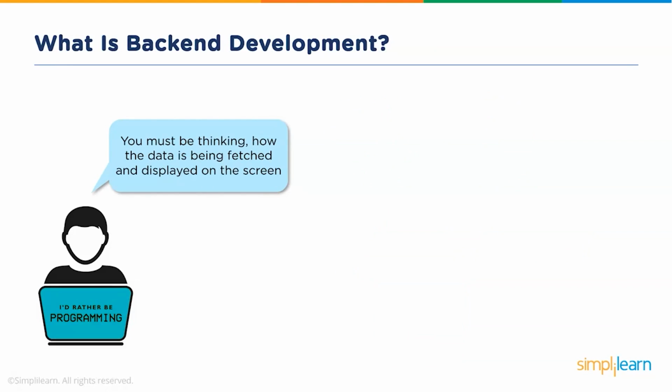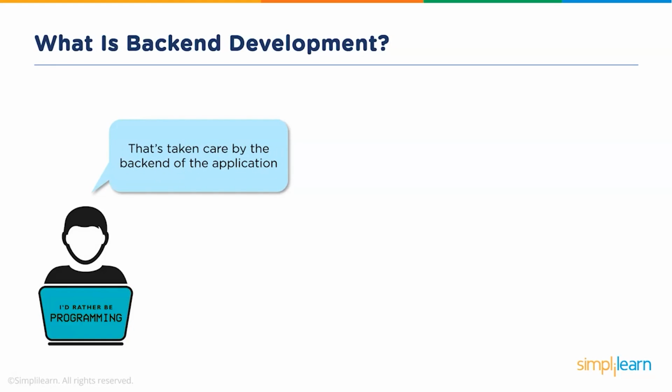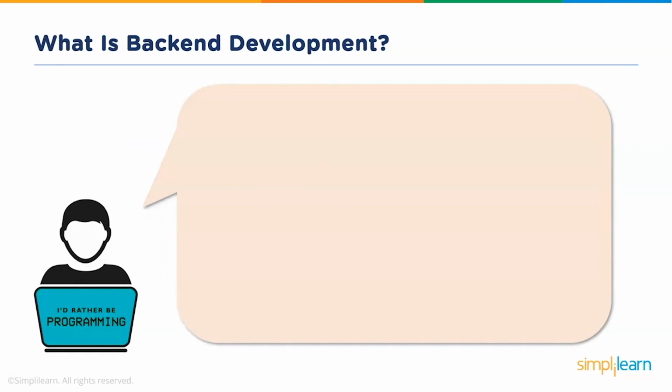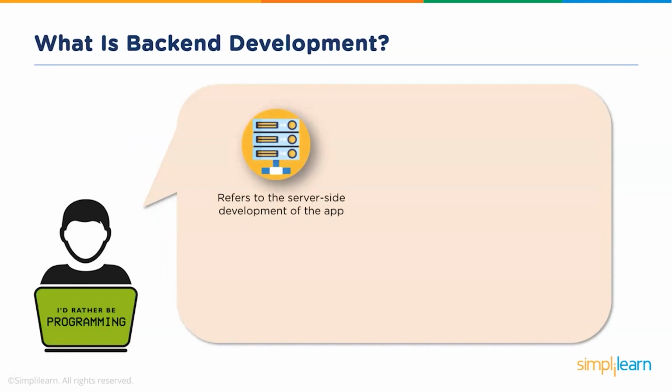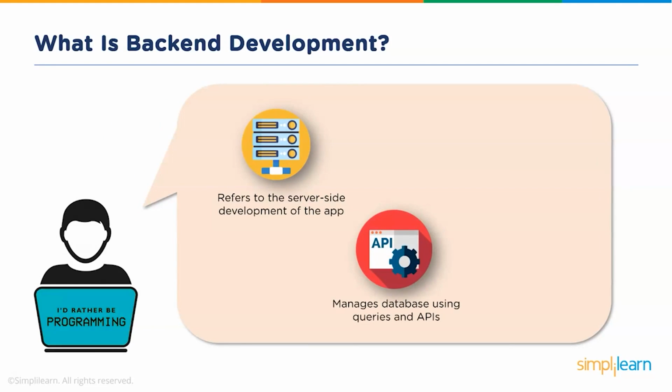Now that you know what front-end development is, you must be wondering how the data is being fetched and how this data is being presented in front of you on your screen, correct? Now this is all facilitated by the backend of the application. So let's understand what backend development is. Now backend basically refers to the server-side development of the application. It is responsible for managing all the database with the help of queries and APIs. So every time the user makes a request, it queries the database and retrieves the data from the database and presents it to the user. And lastly, it ensures data consistency.